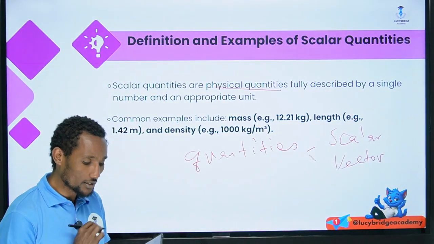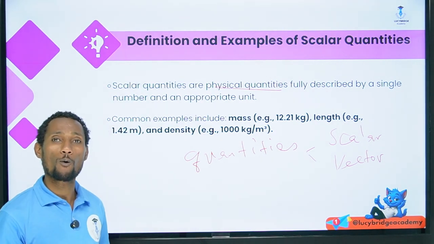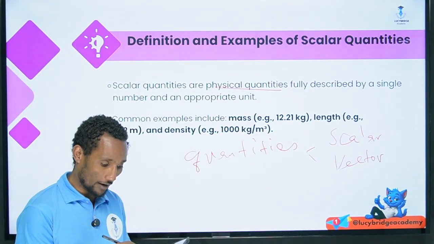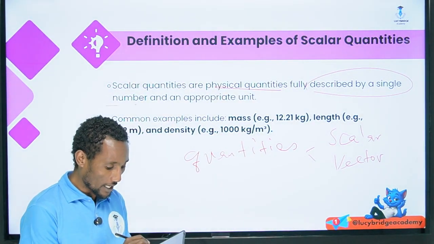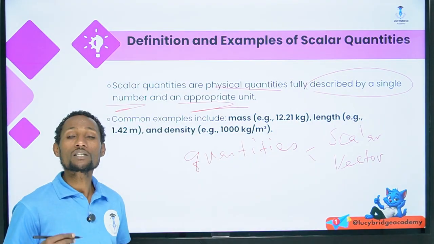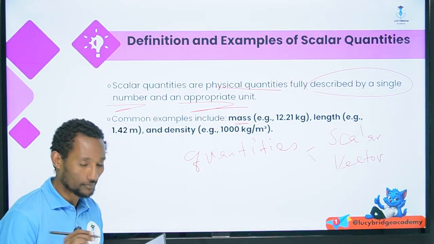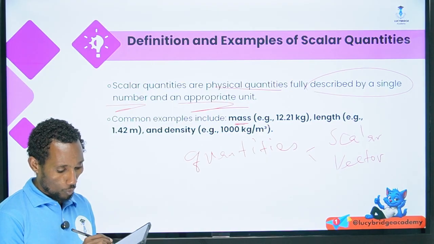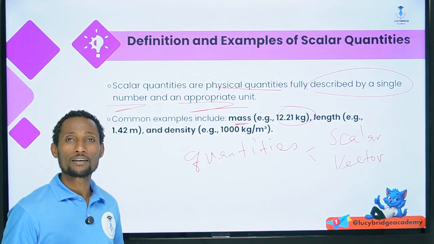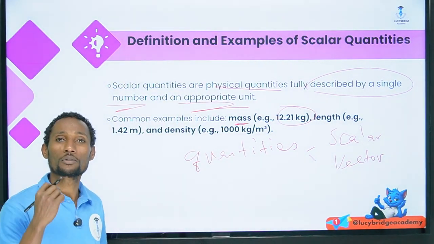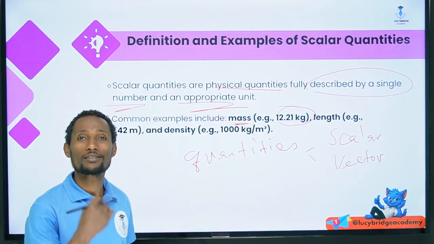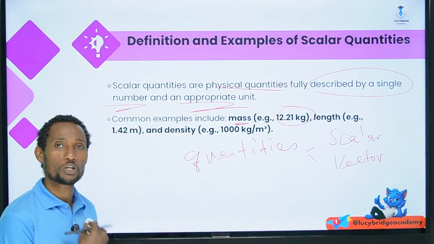The scalar quantities are physical quantities which have only magnitude, or are described by a single number having an appropriate unit. So these scalars are commonly like mass. For example, mass. When we say mass of 12.21 kilogram, meant by the quantity which is measured having 12.21 in number, and the kilogram is the scale that we use to measure the quantity.